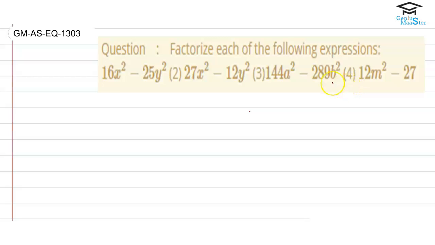1 by 1. In all these expressions, we will use one algebraic identity, that is a square minus b square, and we can write it as a plus b times a minus b. So now we will take them one by one.